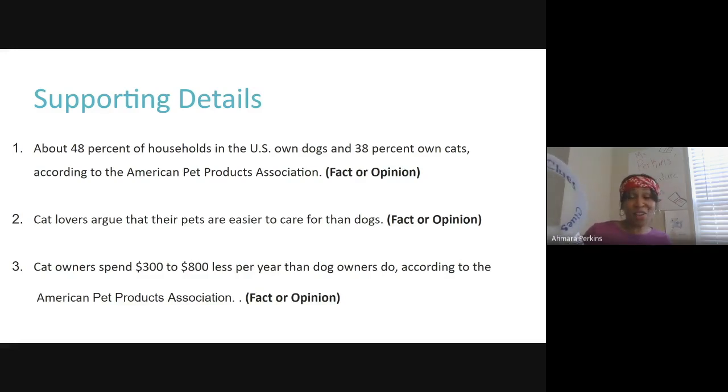That's right. There's another clue there. American Pet Products Association. We can look that information up. So those clues are indicators that that is a statement that is factual. Good, right? We can check it. We can verify it. Anything that we can look up is a fact. All right.